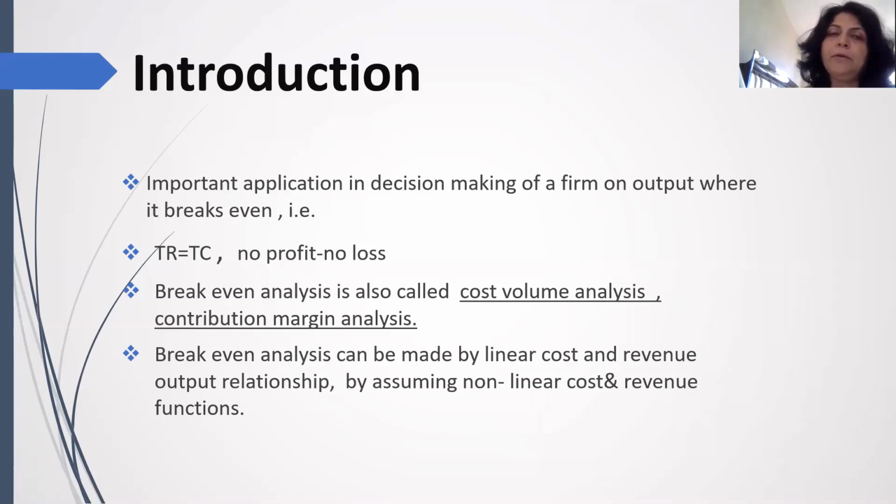Break-even is a point where TR is equal to TC, a situation of normal profits, a situation when there is no profit, no loss. That is called the break-even point. Now, we have to calculate TR first and see the TC and look for the levels of production where TR is equal to TC. Only that is a point of break-even. It is also called cost volume analysis and contribution margin analysis.